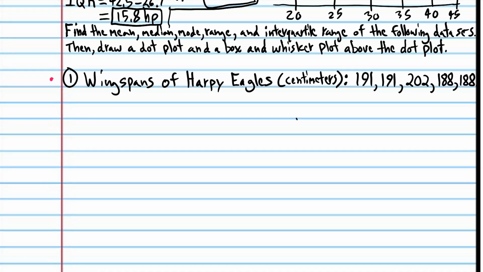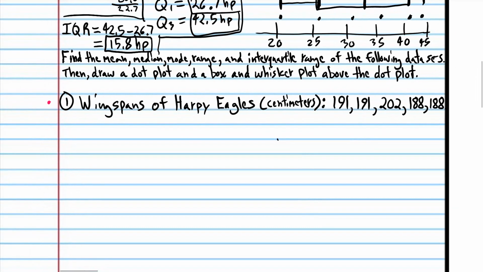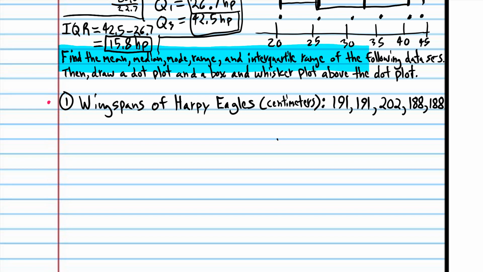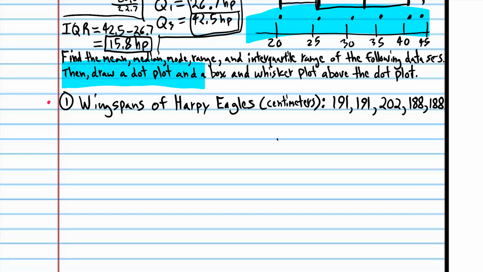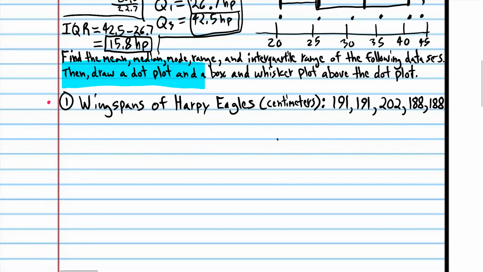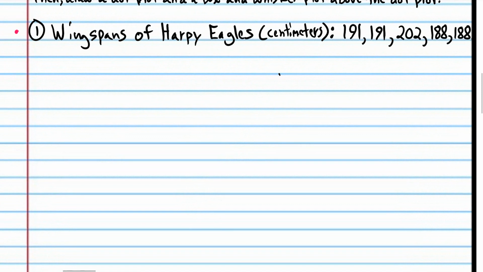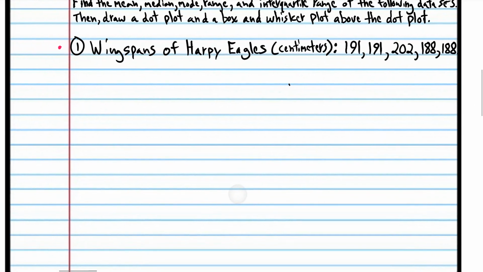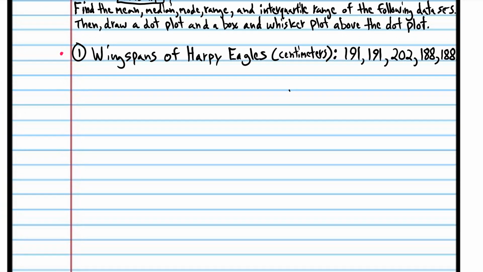So our instructions here are, and we're only measuring 5 wingspans here, so we only measured 5 eagles, to find the mean, median, mode, range, and interquartile range. Then we're going to make a dot plot, just like we did here, and a box and whisker plot, just like we did here. So we're basically just doing the same thing we did for the first 2 data sets. All right, so first we're going to find the mean. So why don't you go ahead and find the mean, and when you come back, we'll do it together.